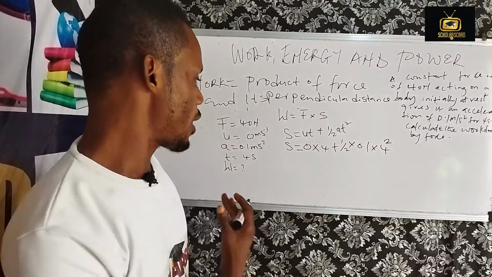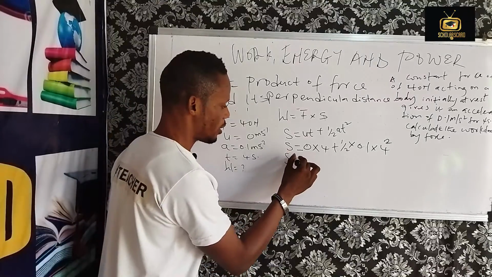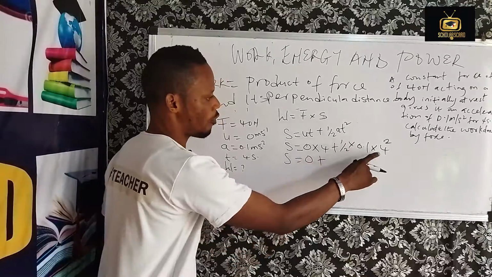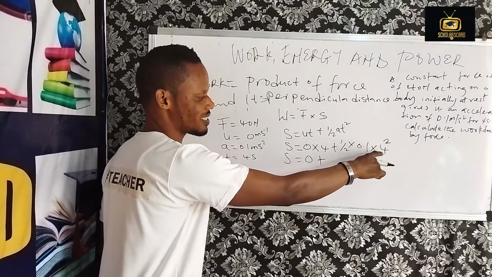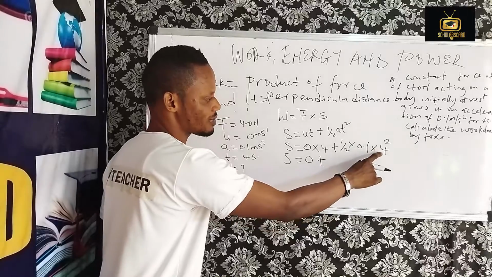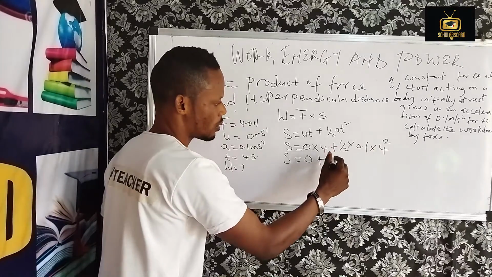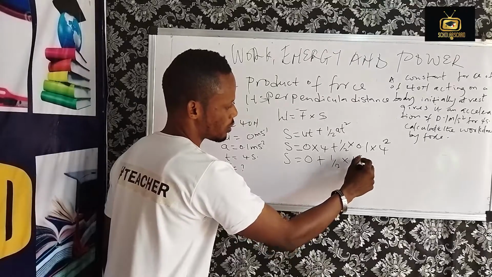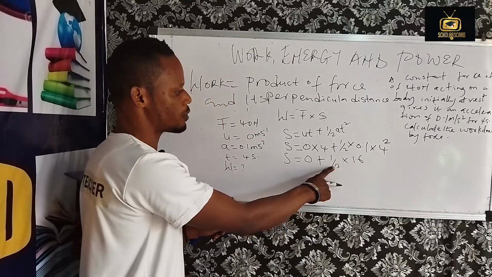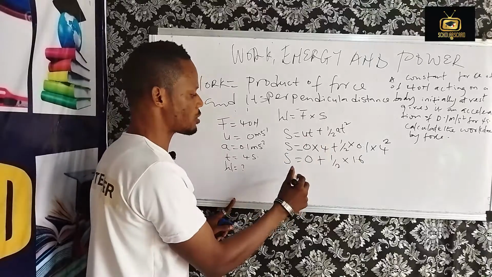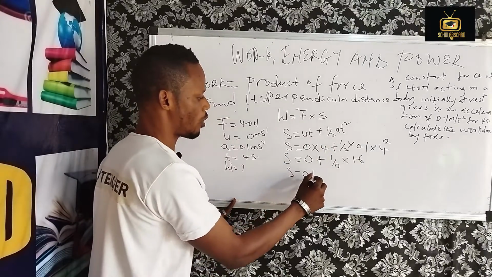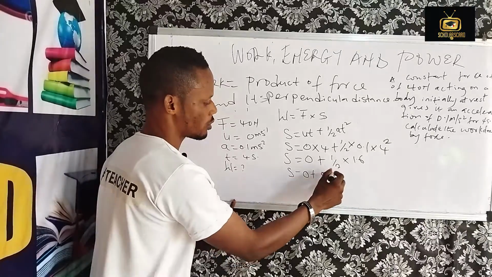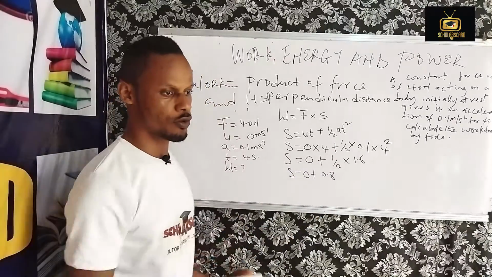Are you with me? Now look at the board. Distance s equals, 0 times 4 is gone, 0 plus, now 4 squared, which means 4 times 4, which is 16. Now 0.1 times 16 will give you 1.6. Are you getting it? Now this half, 1 over 2, means half. Half of 1.6 gives 0.8. Are you with me? We use your calculator to verify it.